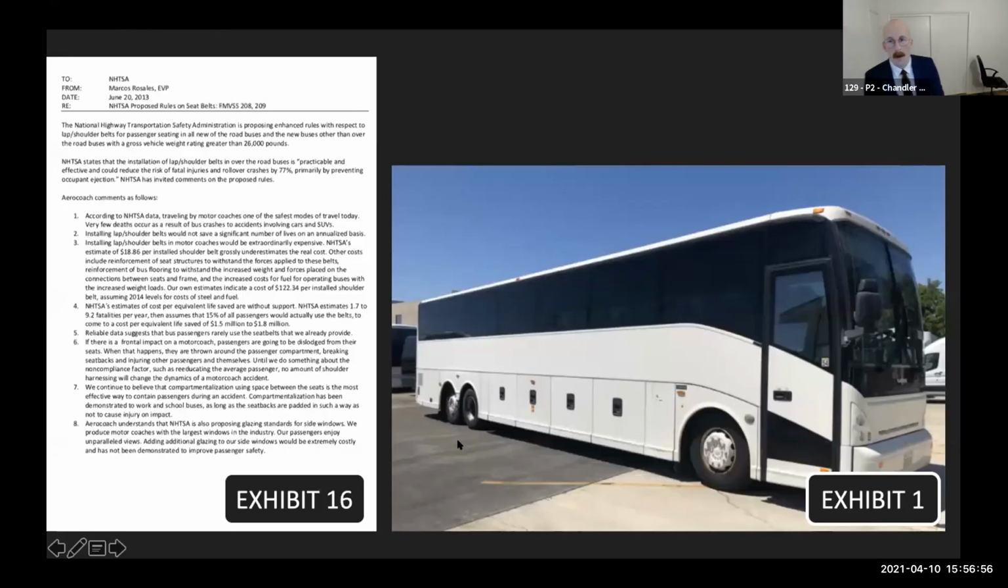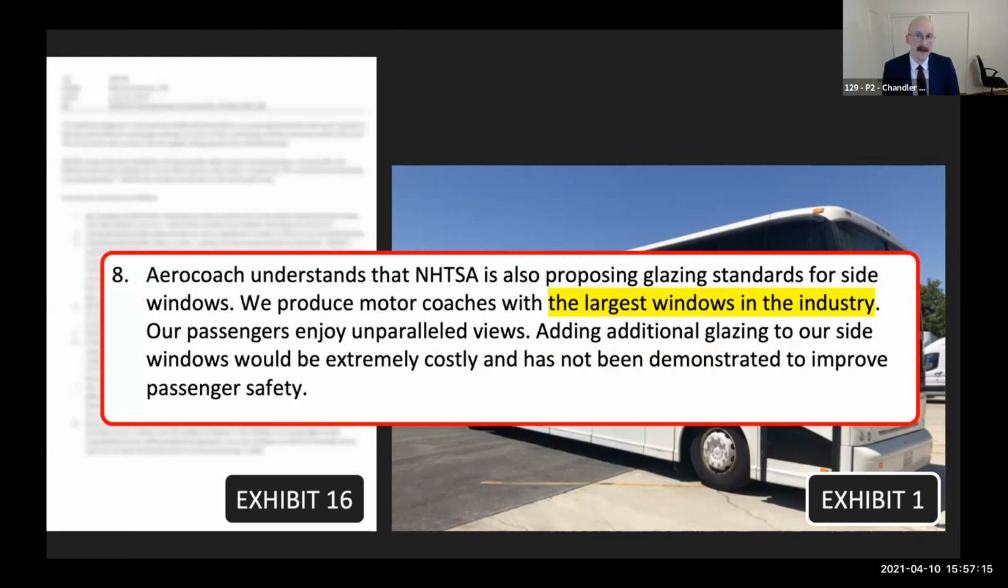Mr. Murray, we've got Exhibit 16 up here on the screen now. It's already in evidence. What is Exhibit 16? This is a memo from the defendant, specifically the VP, Marcos Rosales. And in this memo, what does the defendant say about the size of their windows? So this is consistent with what I was talking about. They themselves say it's the largest windows in the industry.